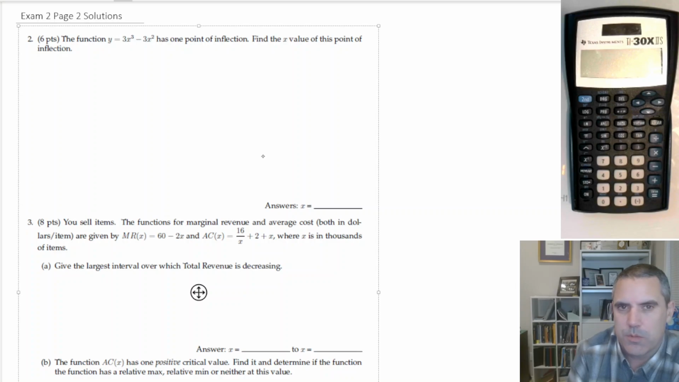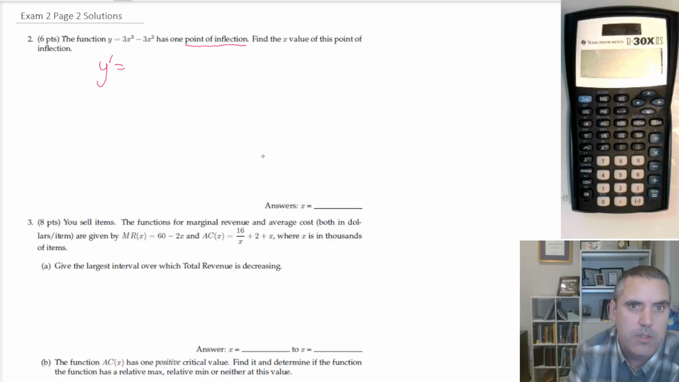Again, we knew this was coming. The moment you see point of inflection, that's talking about when the concavity changes. The moment you think about concavity, you're taking the second derivative. So this was 9x squared minus 6x, and the second derivative is 18x. And this is the big skill.